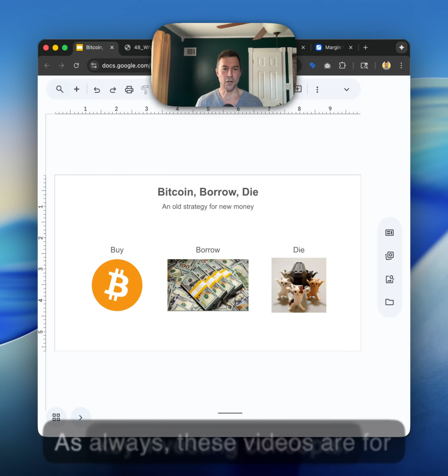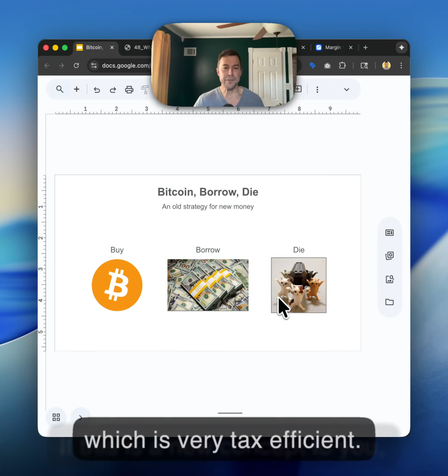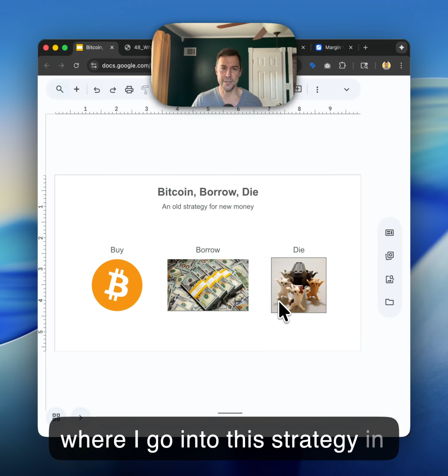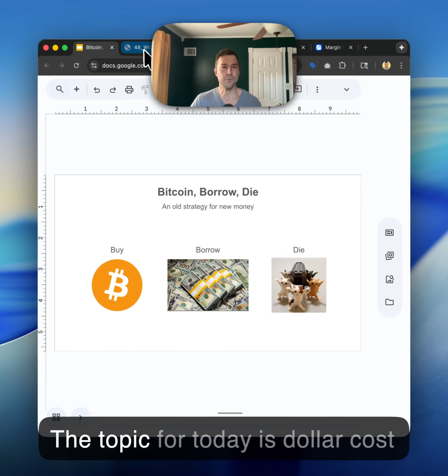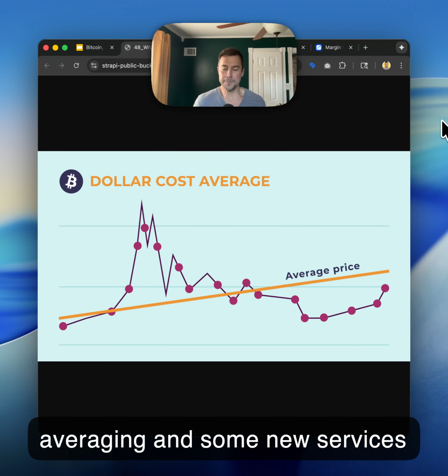Just to give a quick overview of the Bitcoin Borrow Die strategy, we want to buy Bitcoin, a rapidly appreciating asset, borrow fiat against it, which does not trigger taxable events. And then when we pass on, our inheritors inherit our assets at a stepped up cost basis, which is very tax efficient. If this is a new concept to you, check out the previous videos where I go into this strategy in detail. The topic for today is dollar cost averaging and some new services from River.